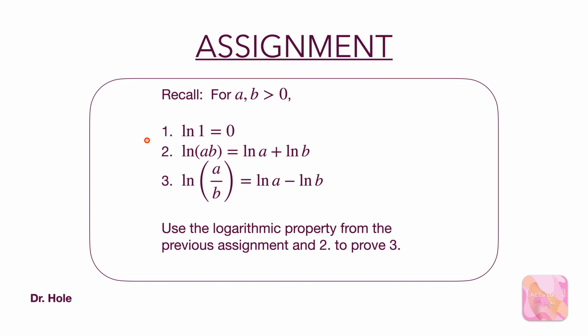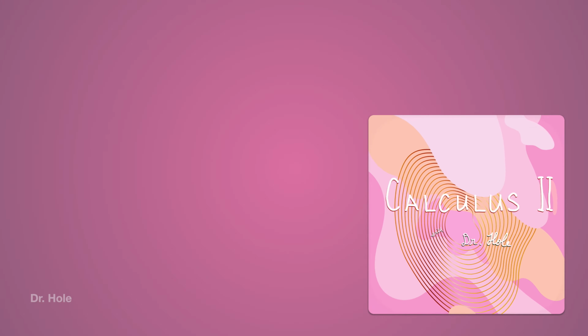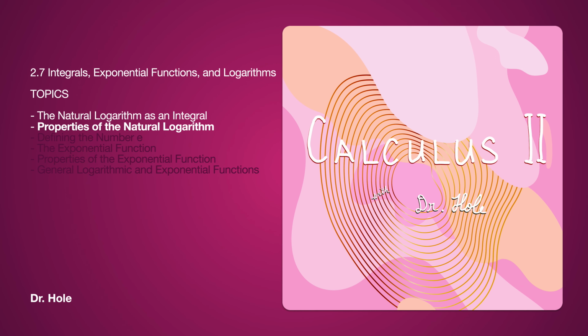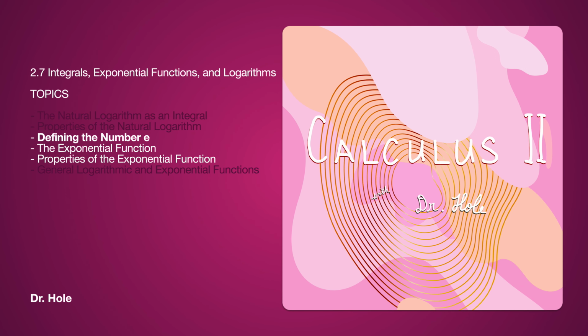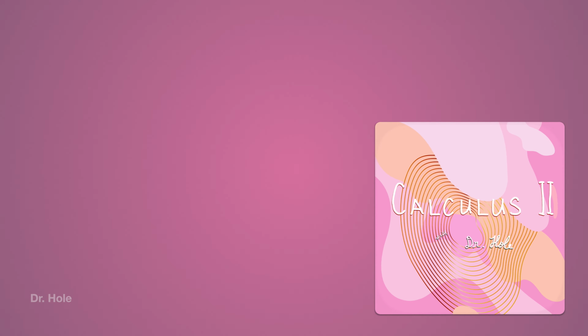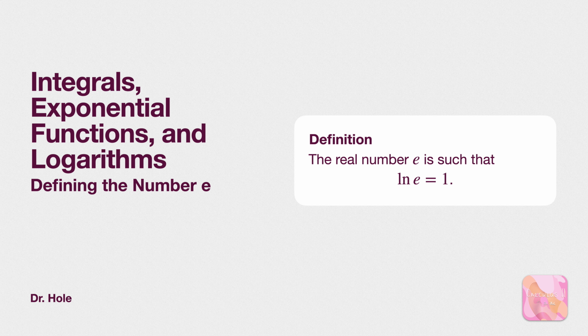Another assignment. As mentioned before, we've done statement 1, we've done statement 2. Now you can rely on statement 2 and use it to prove statement 3. Or you can work statement 3 as we worked statement 2. Either way. That was the natural log. We're going to move on and come up with the natural exponential. But first, we need the good base e.